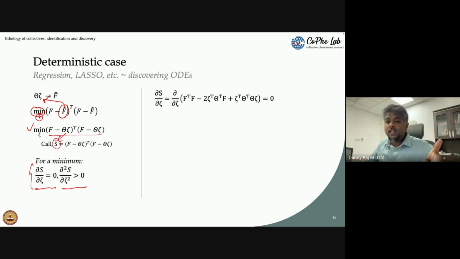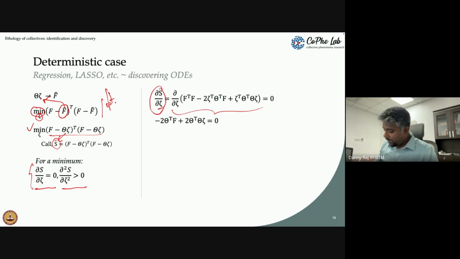But the origins of all of this go back to an optimization problem, which is like the cornerstone for many of these different inverse problems. So when I write dS by d zeta and put it equal to 0, I get this. This is just multiplying term by term of these terms. And then you start differentiating this. This will go to 0. One of them will vanish. And then the 2's will get cancelled out. And then when you take it to the other side, you ultimately get this.